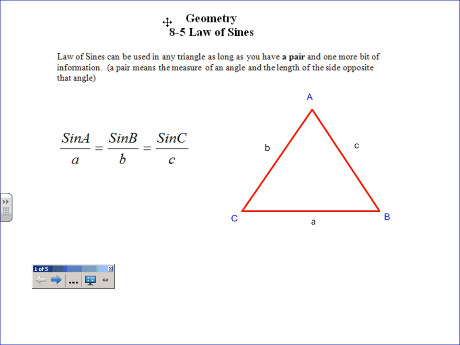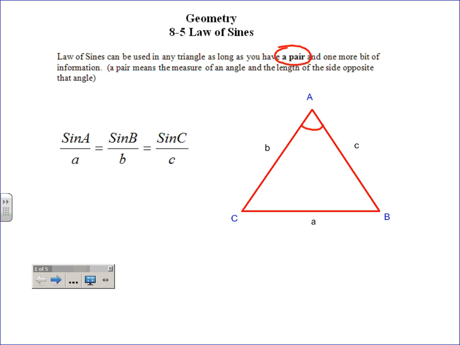What I say is law of sines is going to work in any triangle as long as you have what I call a pair. A pair is you have the angle and the side opposite that angle. If you have a pair, and then really you need one more bit of information, law of sines will work. For example, right here I have angle A, and you notice how I have side A across from it. That's the pattern we're going to follow. Here's angle C, and side C is across from that. Angle B and side B is across from that.